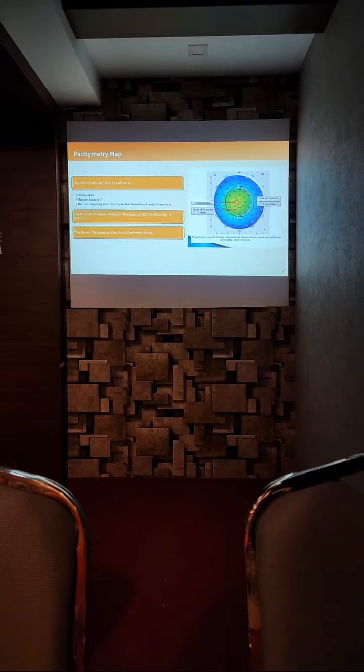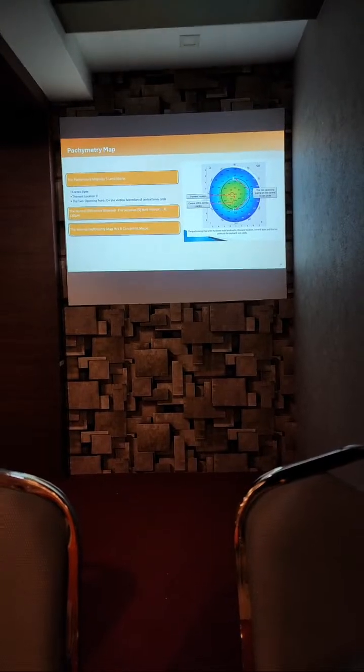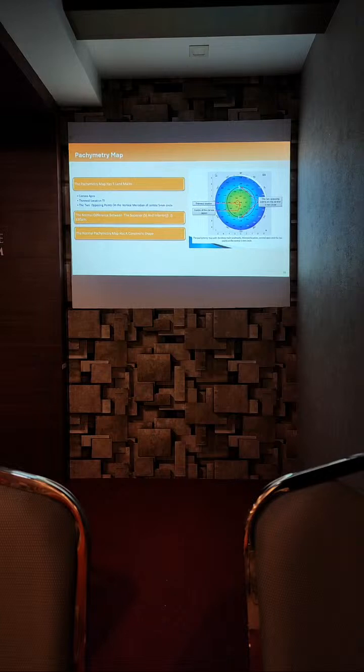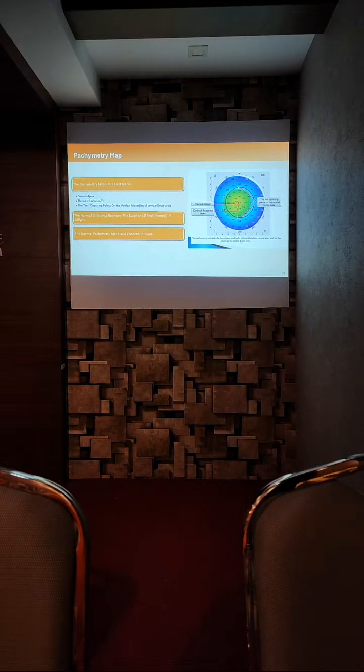Next is the pachymetry map. In the pachymetry map we have to basically assess 3 points: pachymetry at the corneal apex, pachymetry at the thinnest location, and pachymetry at the 2 opposing points on the vertical meridian of the 5 mm circle. The usual difference between the superior and inferior pachymetry should be less than 30 microns.